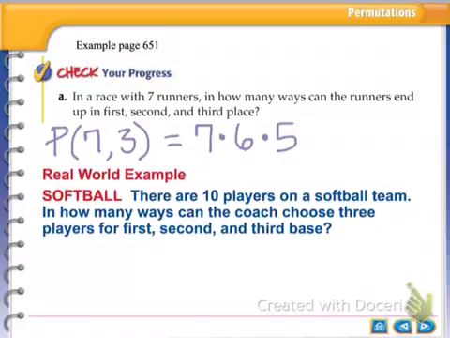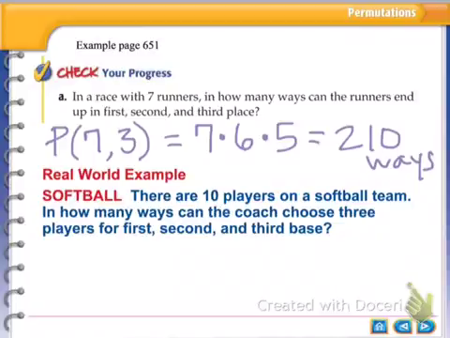Alright, so when I multiply that together, 7 times 6 times 5 gives me 210 ways. I start with 7. I need 3 different places, so 7 times 6 times 5, and I get 210.